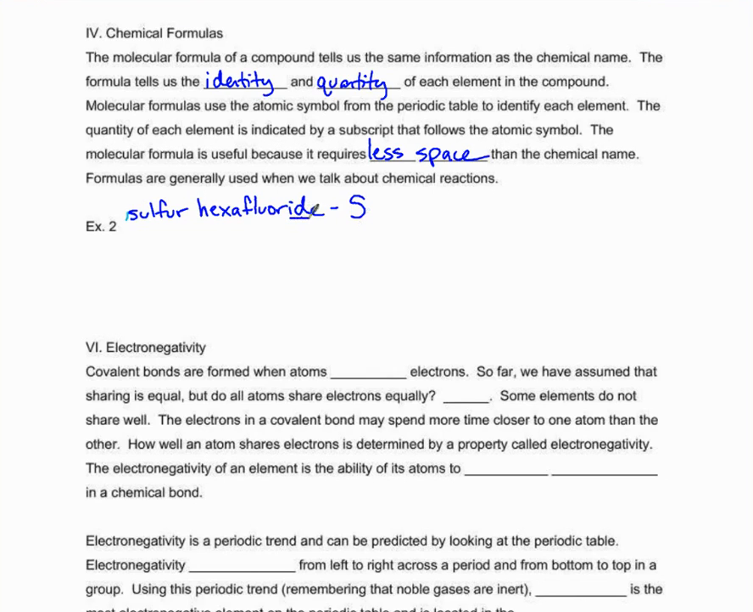So we've got this suffix IDE. This is really the root right here. Fluoride, fluorine. And hexa, if you look back on the previous page, tells you that it is 6.